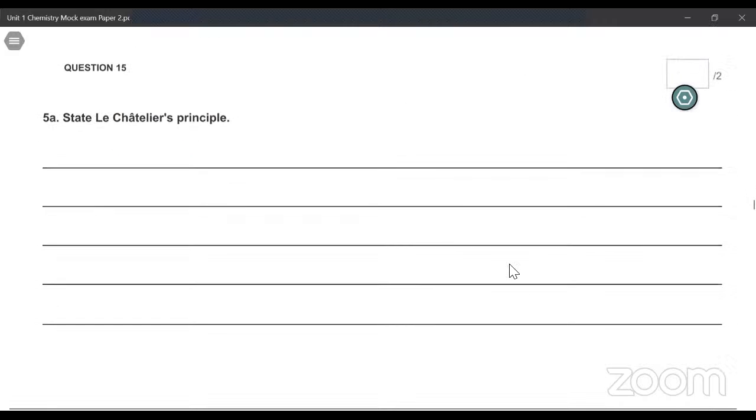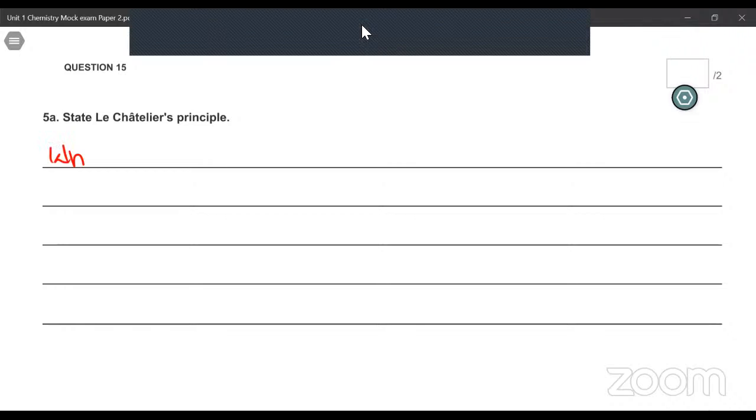Now state Le Chatelier's principle. If you don't understand it, swat it. I don't advise swatting it, but if you have to come down to that, just swat it.